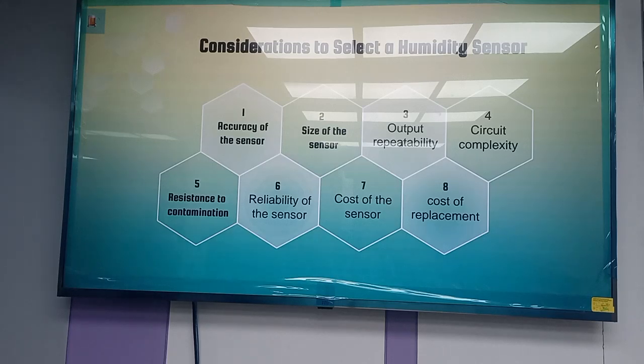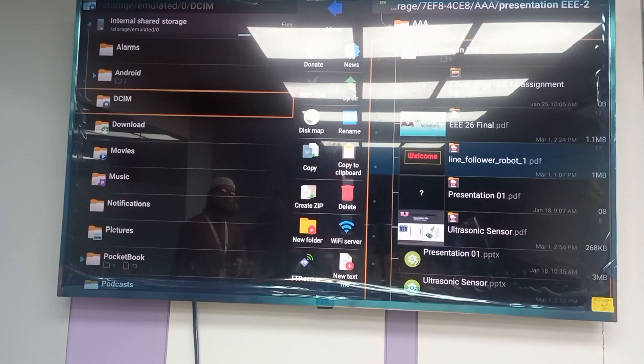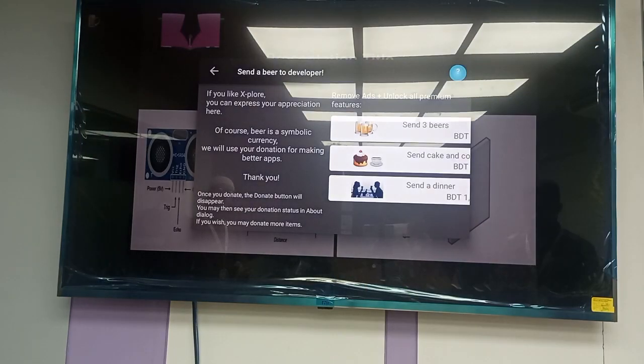Okay, now next turn is group number 4. They will present ultrasonic sensor. Group number 4, the members are Jibon Chandra Shil, MD Shahriar Islam, MD Sabir Hussain Hassan, and Muhammad Badrul Islam.